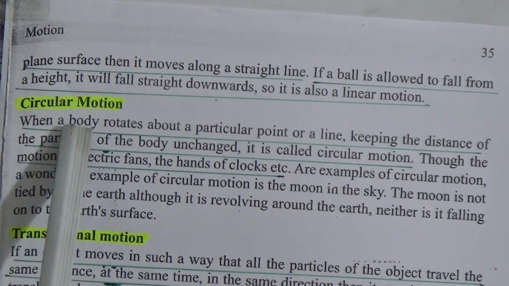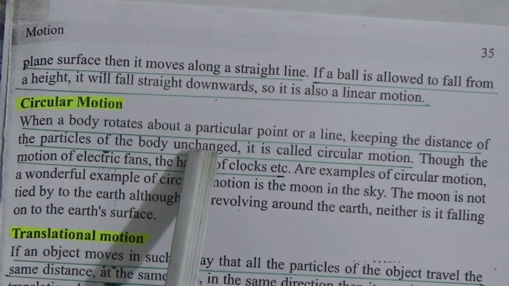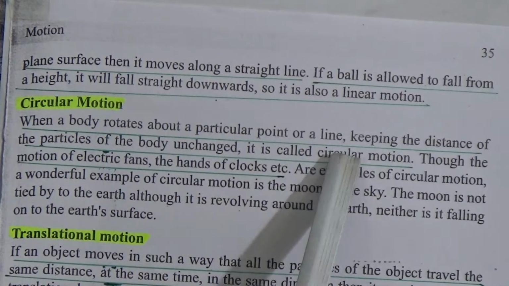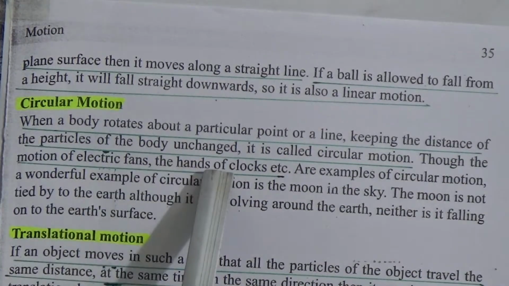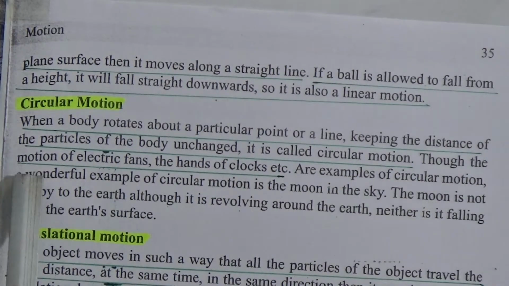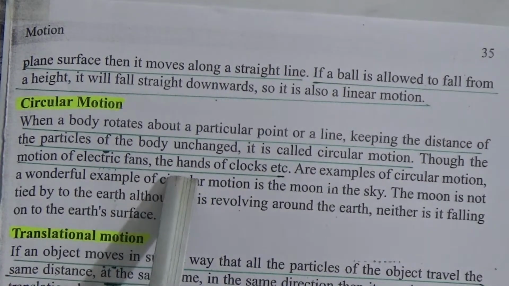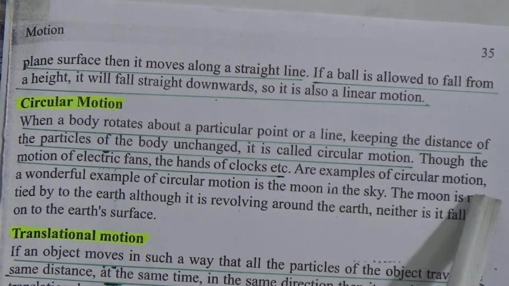Our motion name is circular motion. When a body rotates about a particular point or a line, keeping the distance of the particles of the body unchanged, it is called circular motion. The motion of electric fans, the hands of a clock, etc. are examples of circular motion.